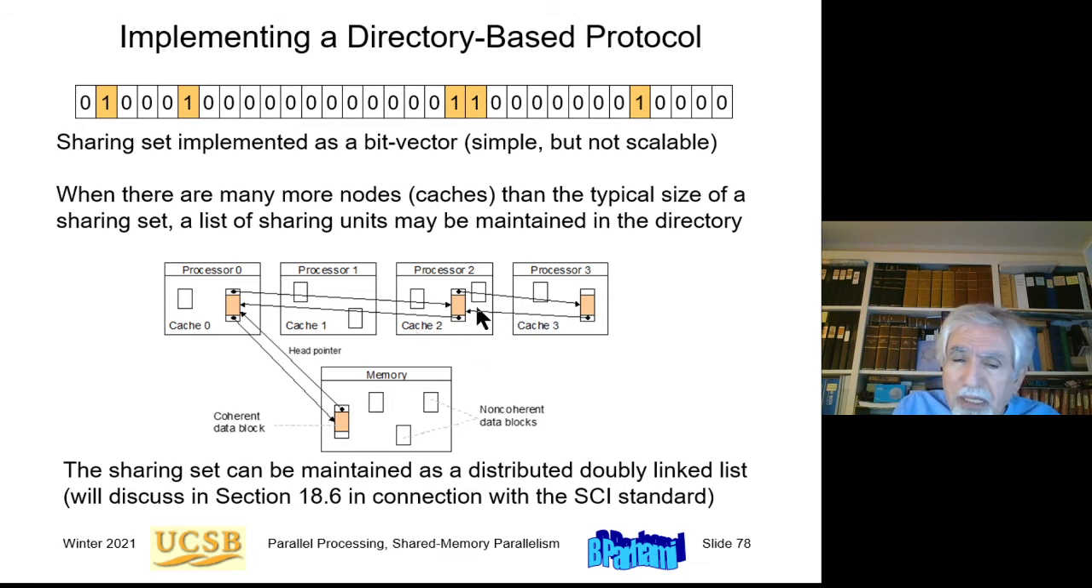Similarly, if this cache decides to do something with this data, it knows how to notify all the other caches about that change. So this is more scalable as long as the number of caches sharing any particular piece of data is not too large. This is scalable. It can have even millions of processors, and this will be quite efficient if, say, you expect 8 caches to share a particular piece of data.